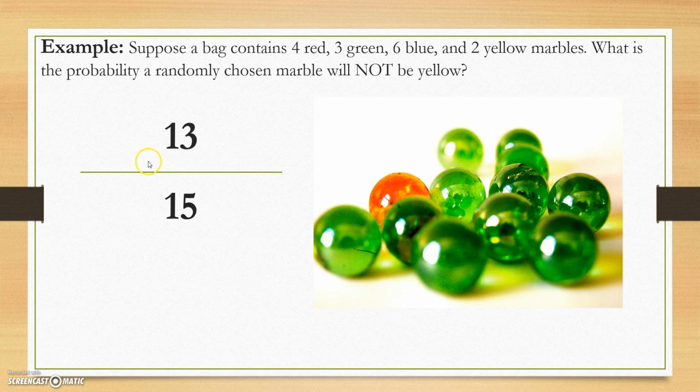Okay, so the probability that a randomly chosen marble will not be yellow is going to be a 13 out of 15 chance. That one can't be reduced any farther, and so that is the probability. As we get a little bit farther into this, we'll talk about how to switch this into a percentage. Just for reference, this would be approximately 87%, an approximately 87% chance of drawing a marble that is not yellow.